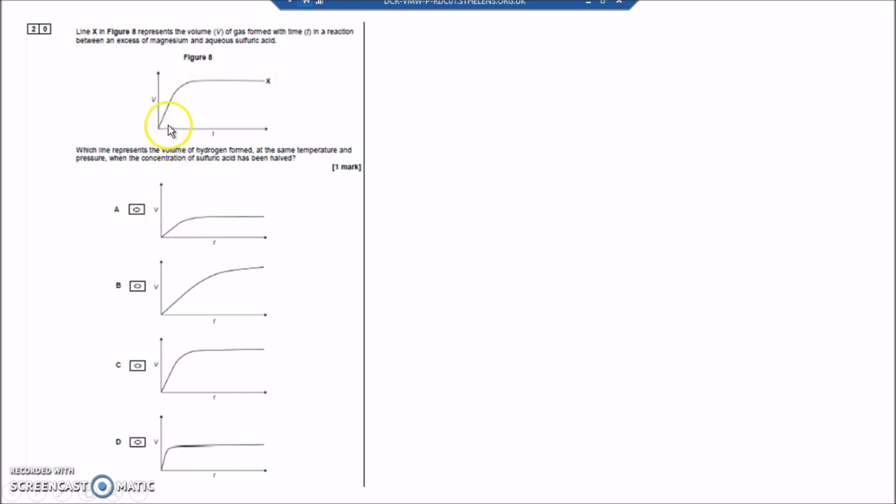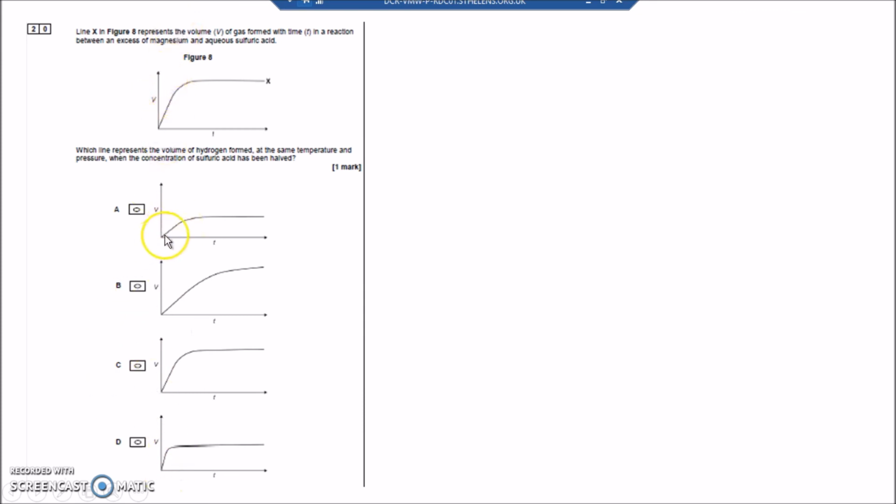in the first graph. Now then, if I'm using half the concentration, what happens if I reduce the concentration? Well, reducing the concentration means that the particles are further apart. So the particles are further apart and you get fewer successful collisions. So it's going to go more slowly. So the line is shallower because it's making the hydrogen more slowly. It doesn't rise and produce at the same rate as in D and the first graph.